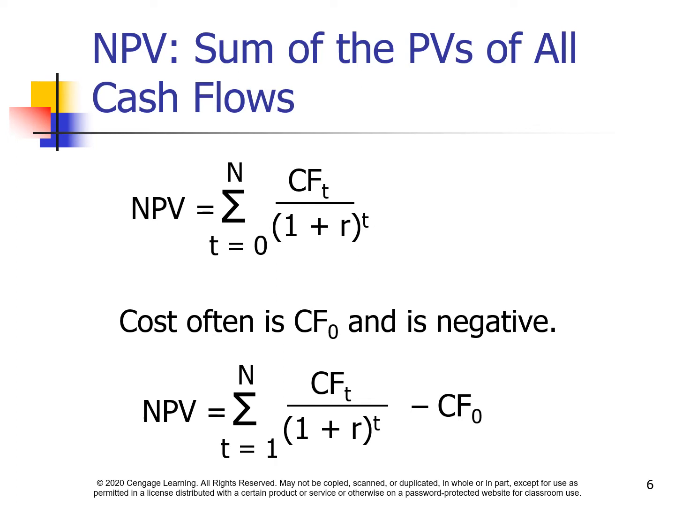The NPV method, or net present value method, is the sum of the present values of all cash flows. We can use the following formula. Cost often is cash flow zero, which is negative.